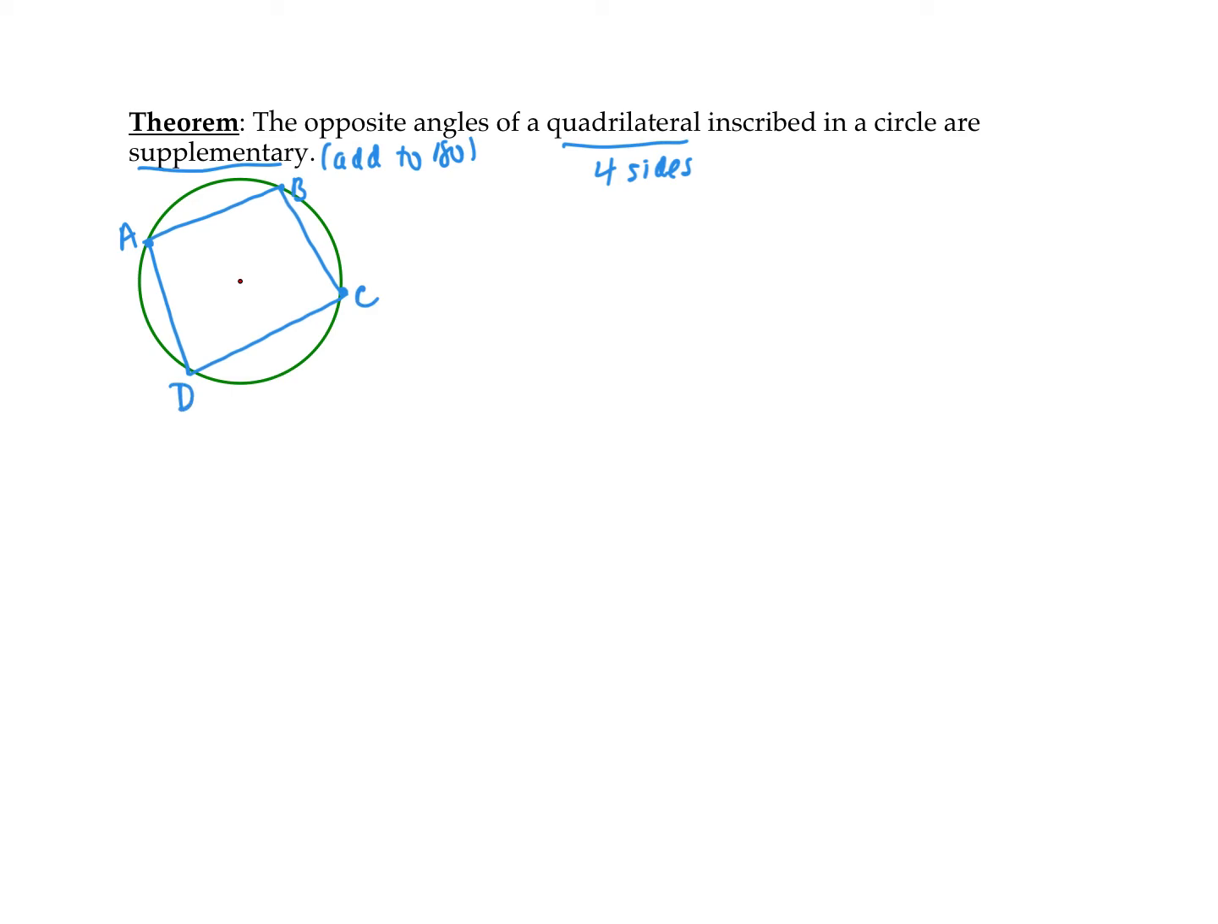Opposite angles would be like angle A right here and angle C. So we could say for sure the measure of angle A plus the measure of angle C equals 180. Likewise, we could say that the measure of angle D and the measure of angle B is also equal to 180.